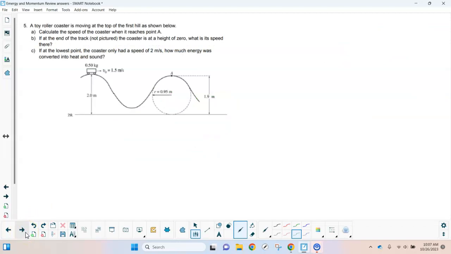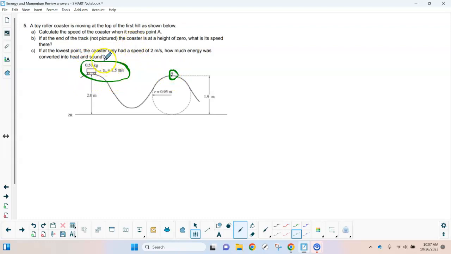So for the next one here, it says a toy roller coaster is moving at the top of its first hill, as shown here, and it tells you the height and everything of the roller coaster. It's a toy roller coaster, so it's not really big. It says calculate the speed of the coaster when it reaches point A. So we're comparing the energy at point A, which is here, to the energy that it has here. I would say there aren't any outside forces.